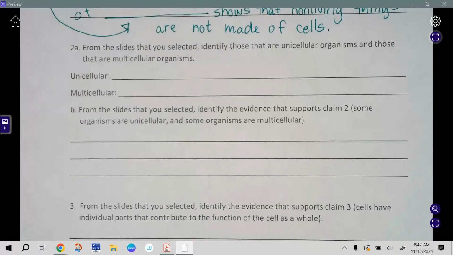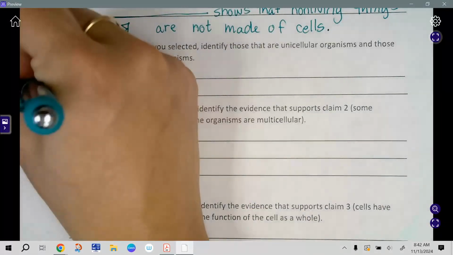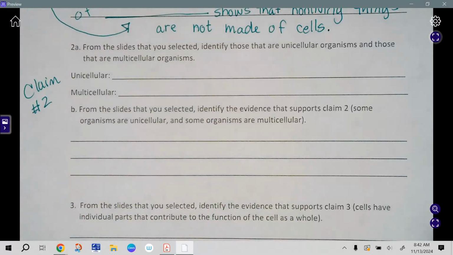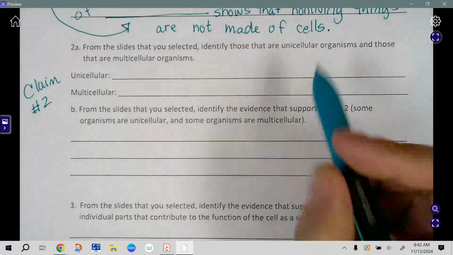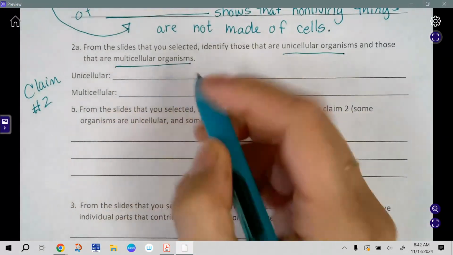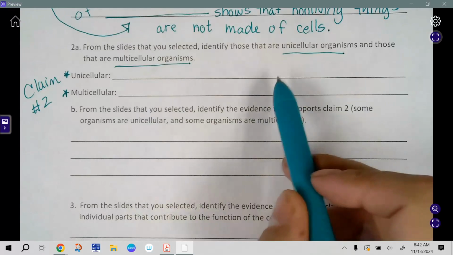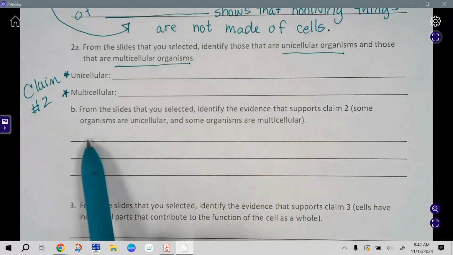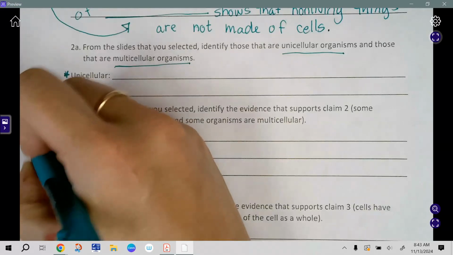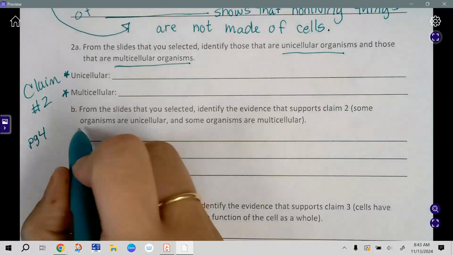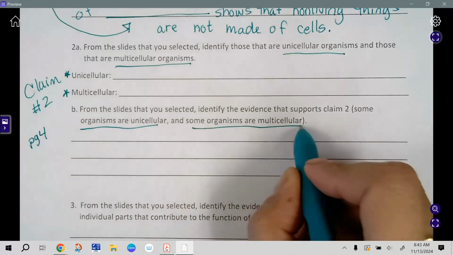So this is going to be claim 2. So check your chart on page 4 and look at what organisms you used for unicellular and multicellular and list them here. All right, and you just have to list, so you're just writing their names. Then B, from the slides you selected, so these are the ones that you picked on page 4, identify the evidence that supports claim 2. Some organisms are unicellular, some organisms are multicellular.